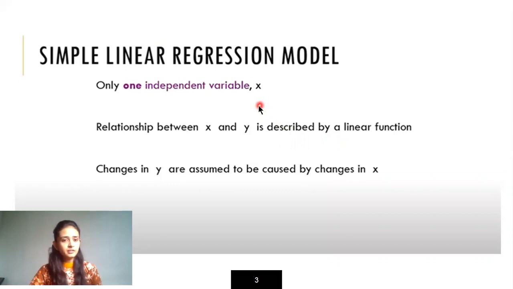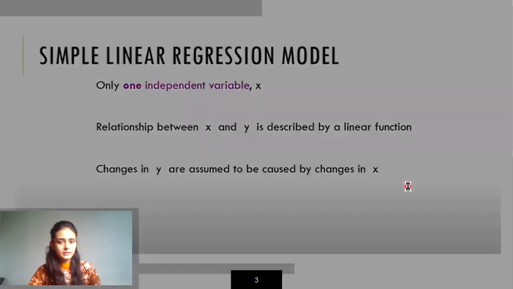So this is the simple linear regression model. In the simple linear regression model, you have only one independent variable, x, and the relationship between x and y is described by a linear function. What is a linear function? That is y equals mx plus c. You have already studied in mathematics that y equals mx plus c is the equation of a linear line, or we can say the equation of the linear model. Changes in y are assumed to be caused by changes in x.